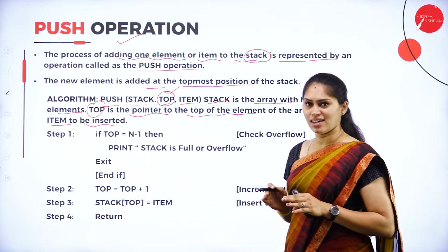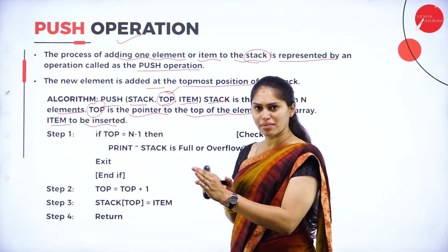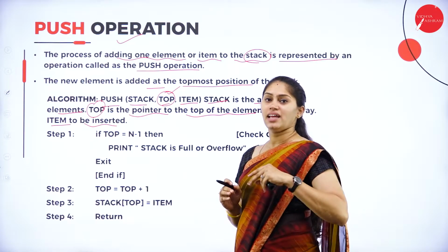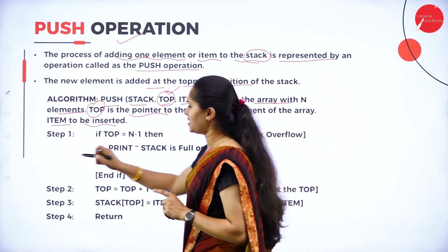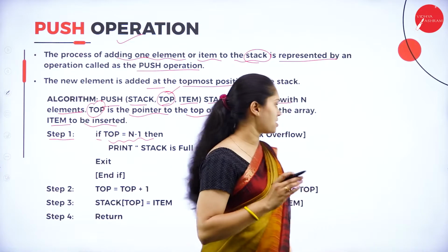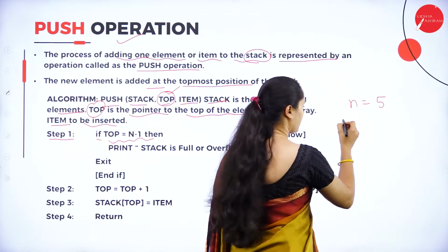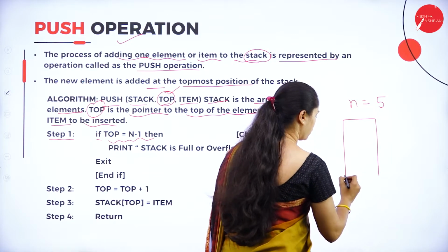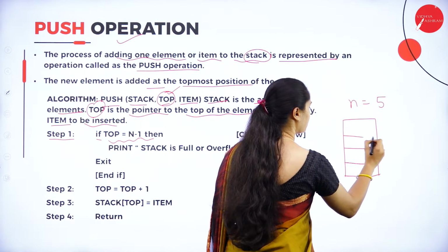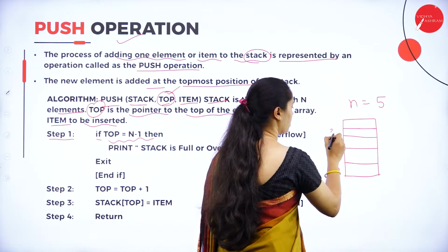So when can we insert into the stack? When top is not at the maximum, that means when there is a vacant space in the stack, then we can insert, right? We'll see the first step here: if top is equal to n minus 1. Just consider n is equal to 5 now. If n is equal to 5, how many elements can I store? 5, right? 1, 2, 3, 4, 5. Index starts from 0, 1, 2, 3, 4.